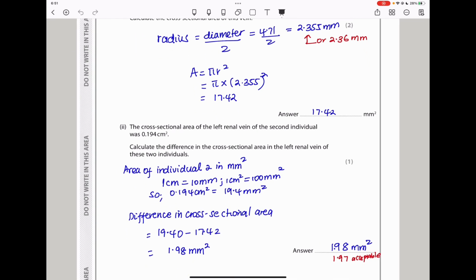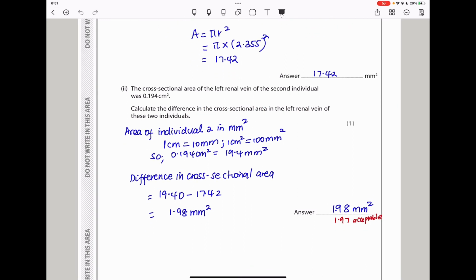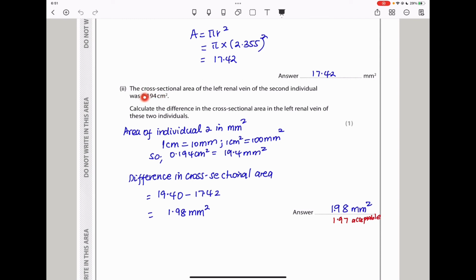The next part says the cross-section area of the left renal vein of the second individual was 0.194 centimeters squared. They want you to calculate the difference in the cross-sectional area in the left renal vein of these 2 individuals. So I needed to convert this and that to be in similar units. So I used this and converted it to millimeters squared. The key thing is, if 1 centimeter is 10 millimeters, 1 centimeter squared should be 100 millimeters squared. So it means this times 100 will give me the millimeters squared I'm looking for.